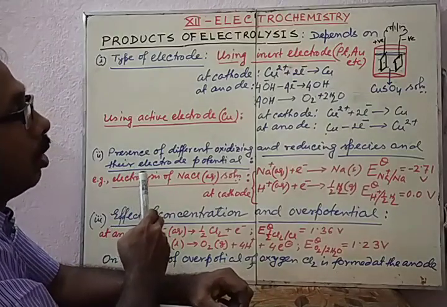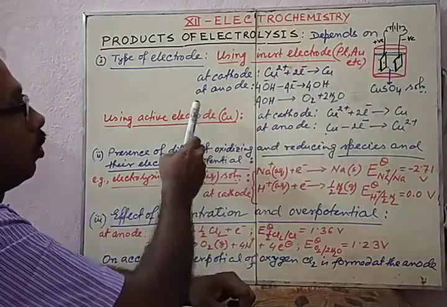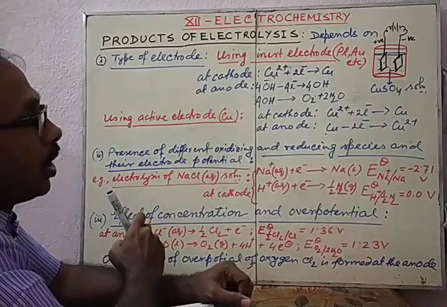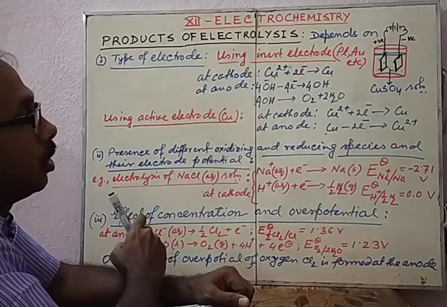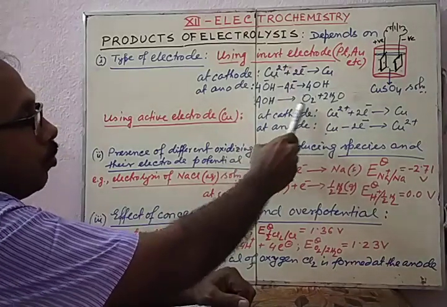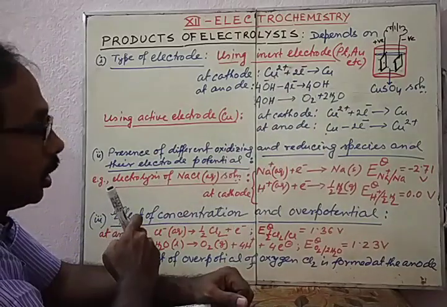Now at the anode, the OH minus ion coming from the solution gets oxidized to form OH, which is then converted to oxygen.